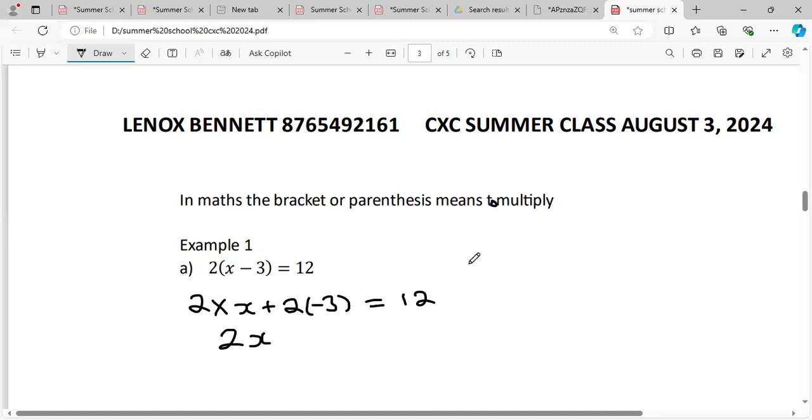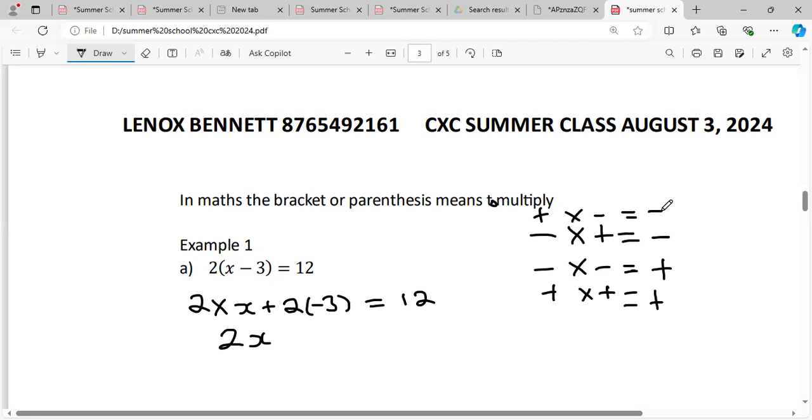So 2 times x, that's 2x. 2 times negative 3. Let me write back the rules again, guys. Negative times a positive is negative. Negative times a negative is positive. And of course, positive times positive equals positive. And if you have positive times negative, it's the same thing. The order doesn't matter. Still negative. These are the only scenarios you can have. You can't have any different scenario.